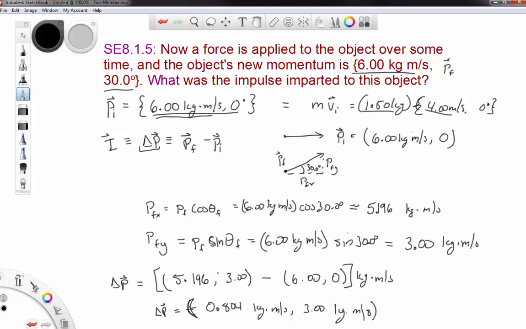If I round this off to the correct number of significant figures, this one actually should have been rounded to 2 significant figures, and so this right here will end up with 3 significant figures. This one will have 2 significant figures, would be 0.80. This actually answers the question. This really is the change in momentum or the impulse. However, since we started in polar coordinates, it's usually correct to try to end in polar coordinates.